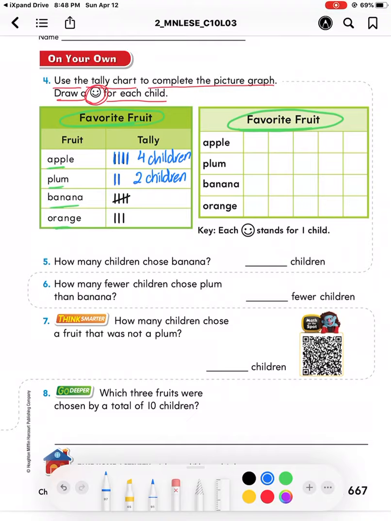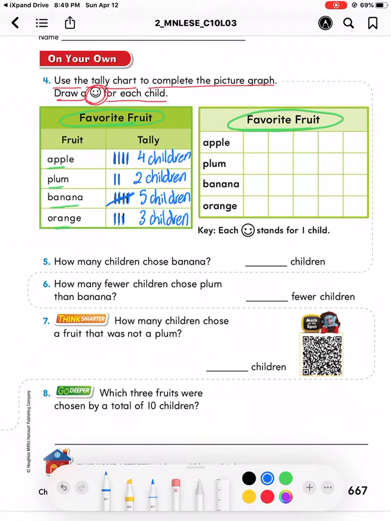Now what about the banana? Let's do it together. 1, 2, 3, and 4. And this line that passes through all of them like a diagonal line, it's 5. So we got 5 children who consider the banana as their favorite fruit. Now what about the orange? Let's count together. How many tally marks do we have? 1, 2, 3, which means we got 3 children who consider orange as their favorite fruit.